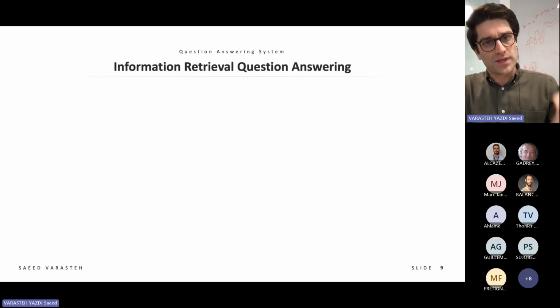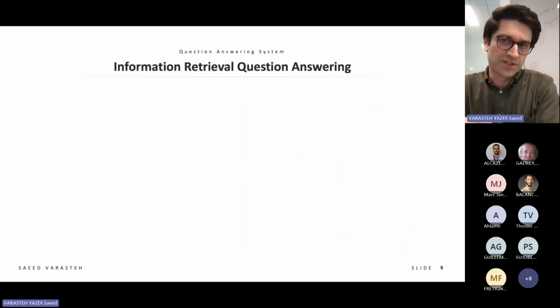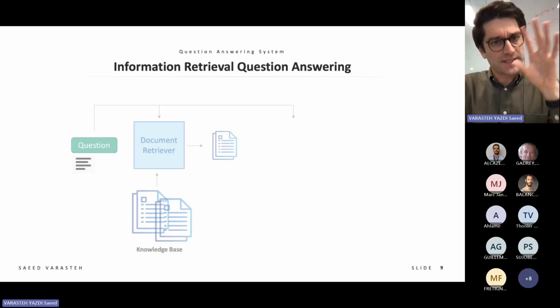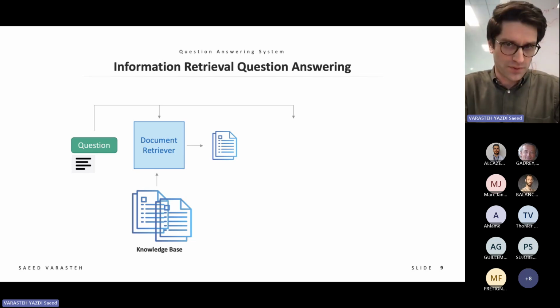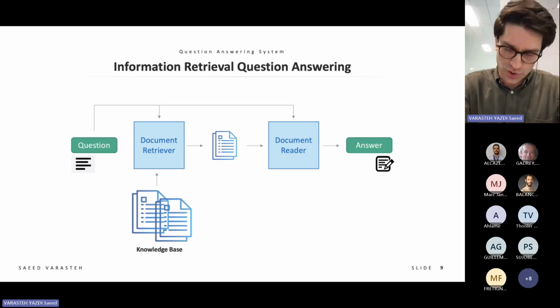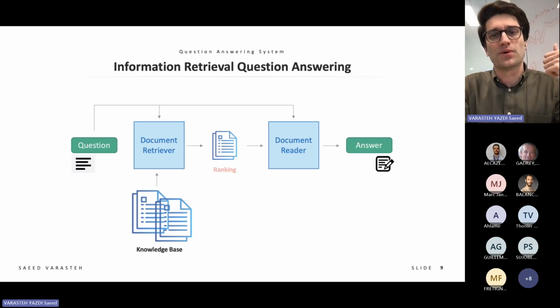Now knowing that, we can say what an information retrieval question answering system is. Basically, we have the information retrieval part, which I just explained. But often in these systems, we have other components, for example, a document reader and a ranking component. Why?